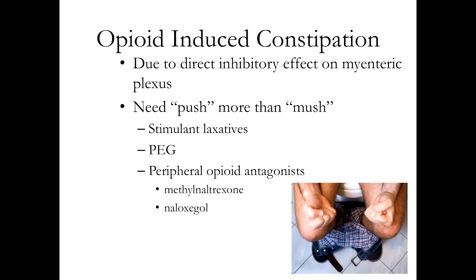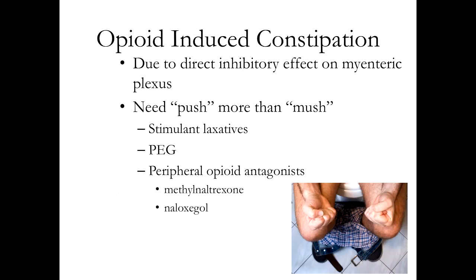We also need to talk about opioid-induced constipation. This is a direct neural inhibitory effect on the myenteric plexus. So this is a nerve blocking effect. And what we really need to be able to do is to have nerve stimulants that actually push the feces through. And it's important that everybody remembers that you need push with the mush. You need a stimulant laxative with a stool softener or without a stool softener, but you do need a stimulant laxative. Because if you think about it, the myenteric plexus is responsible for peristalsis. That's what moves everything along.